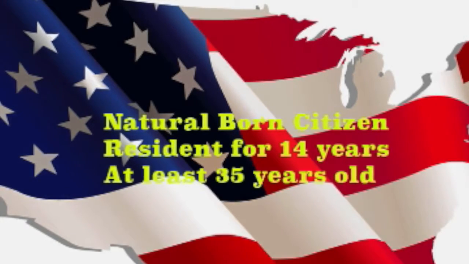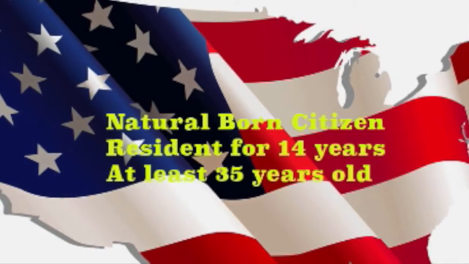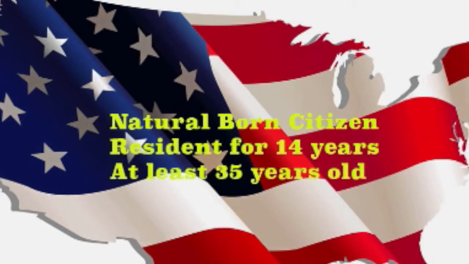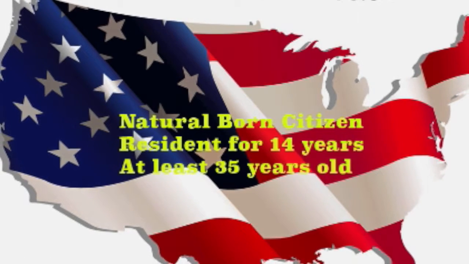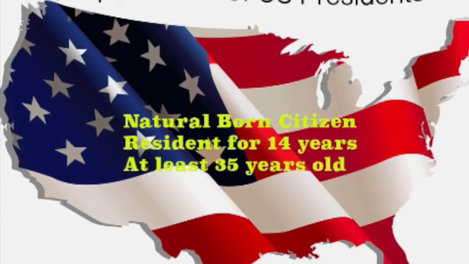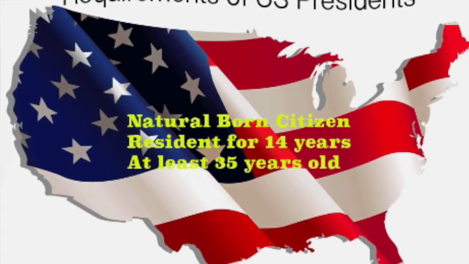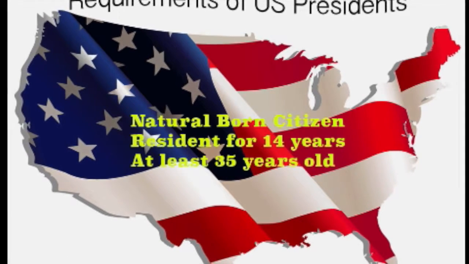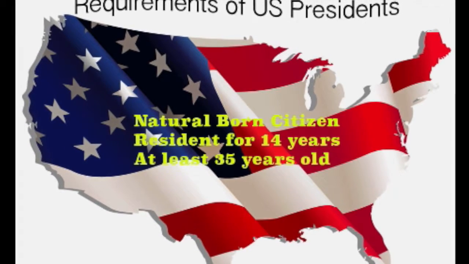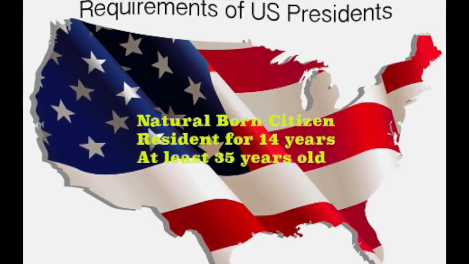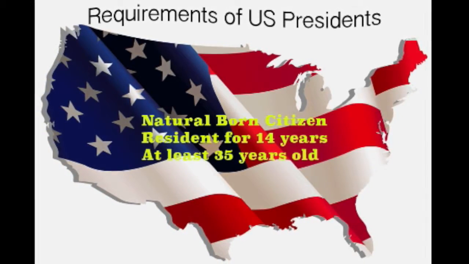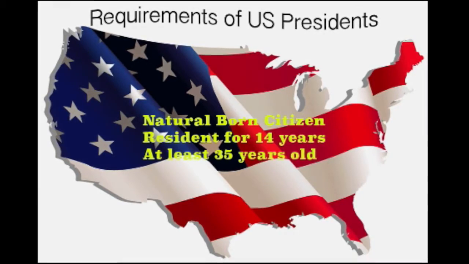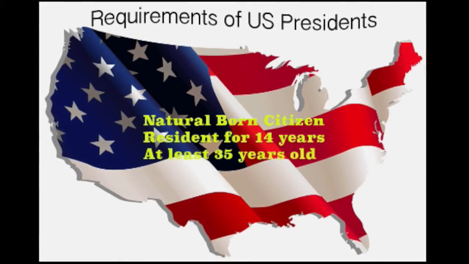The United States of America has a complicated system of elections for the presidential office. Before a person may run for office, there are 3 constitutional requirements they must meet. First, they must be a natural-born citizen, meaning they must have been born on United States territory. Second, they had to have lived in the United States for the past 14 years. And 3, they must be at least 35 years of age or older.